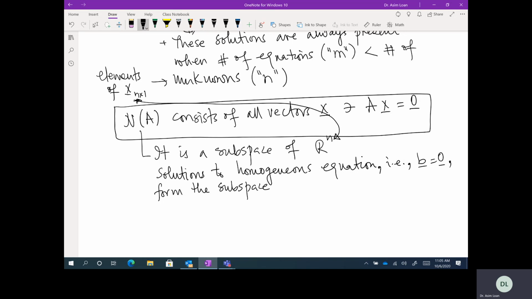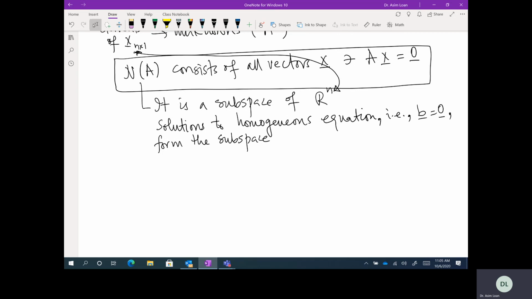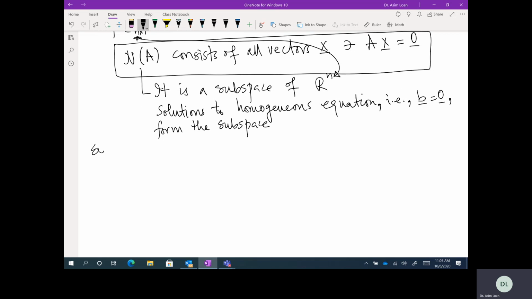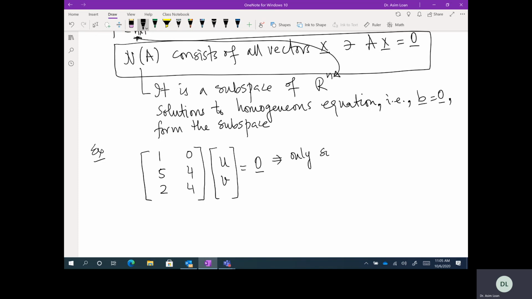All we need to do is find X. Okay, so let's do two examples and you will see the difference. First, same matrix, 1 5 2 0 4 4, and U V equals 0. So the only solution is U is equal to 0 and V equals 0.